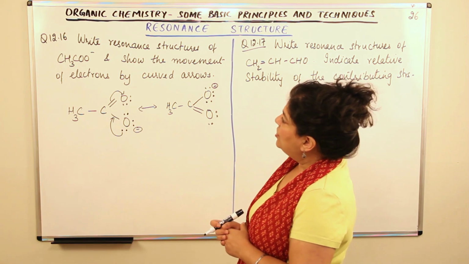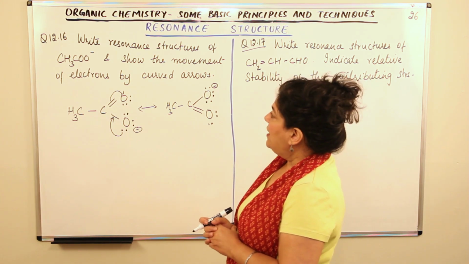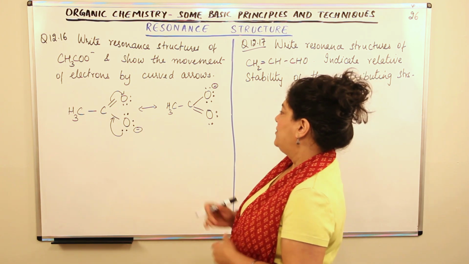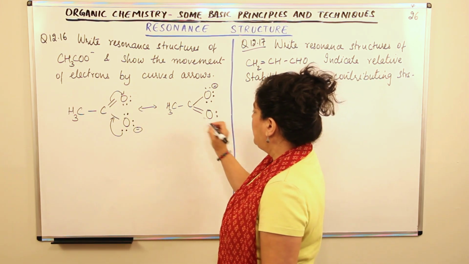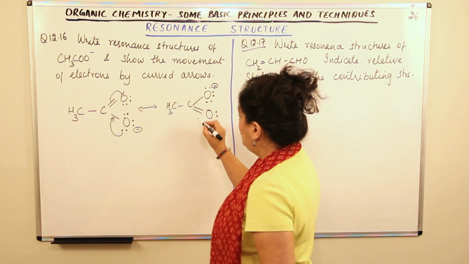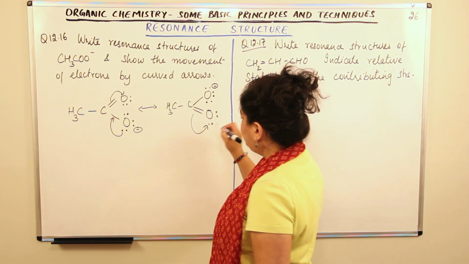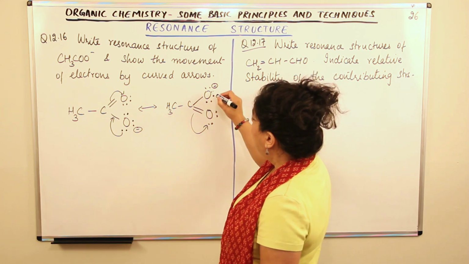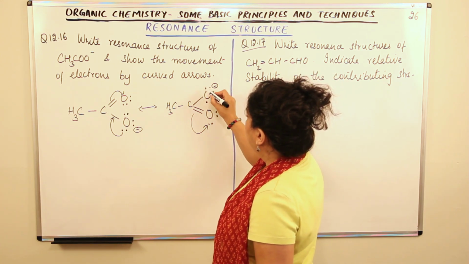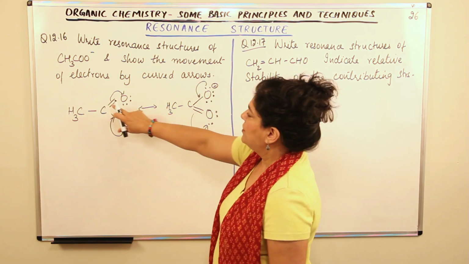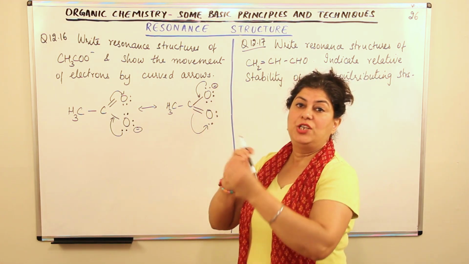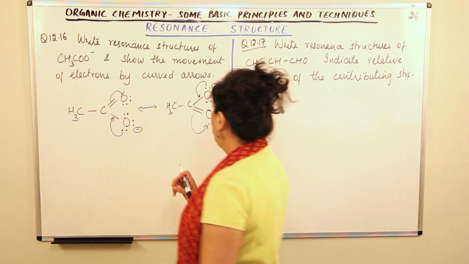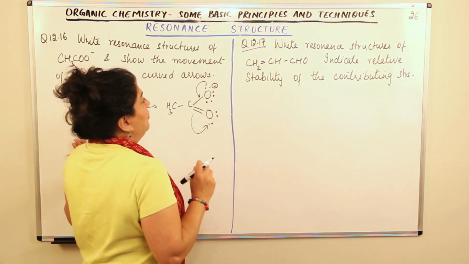Write the resonance structures of CH3COO negative and show the movement of electrons by curved arrows. So you showed the movement of electrons by curved arrows. The same thing is going to happen if it has to shift back to that. This will come here and the negative charge would come back here, and here the pair of electrons would move here and result in the formation of a double bond. So these 2 structures would keep interchanging among each other. So this was question 12.16.